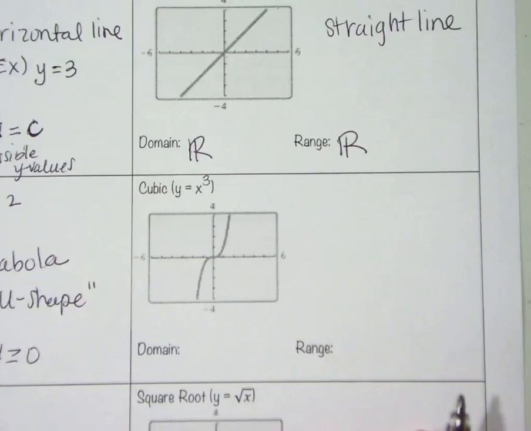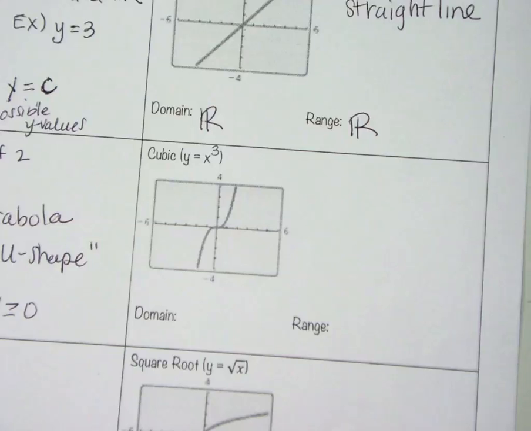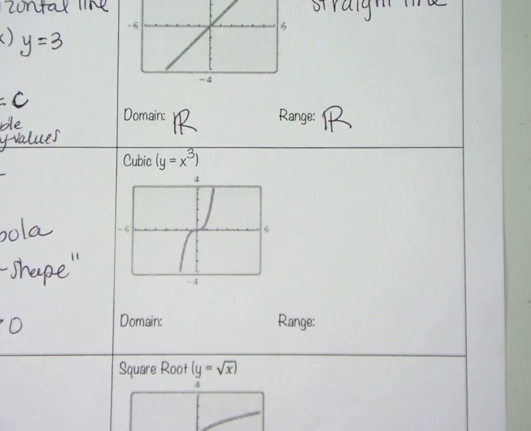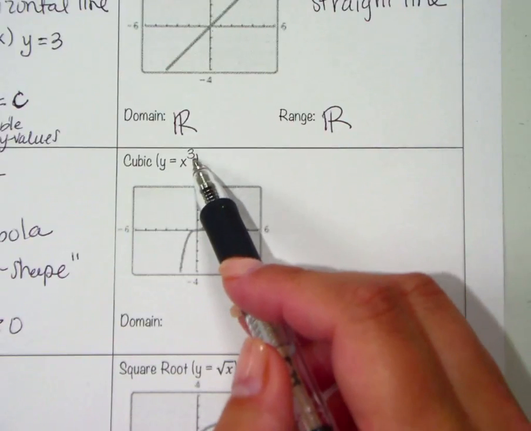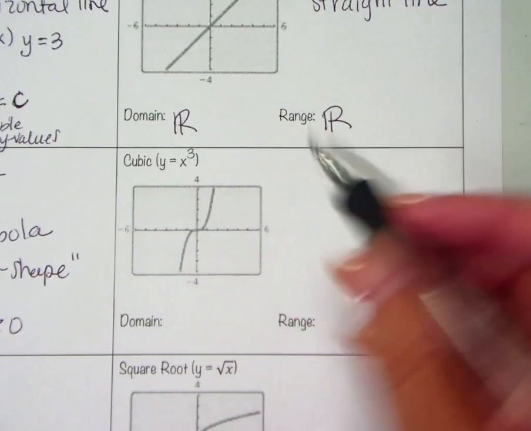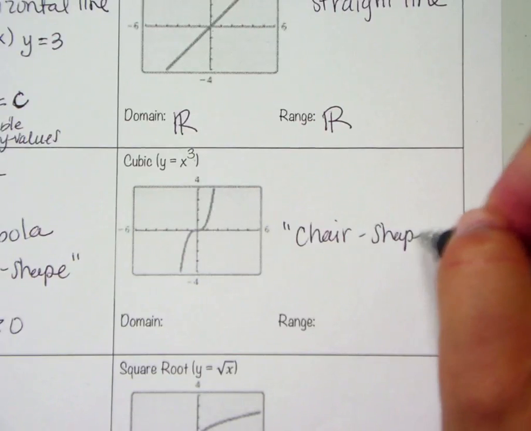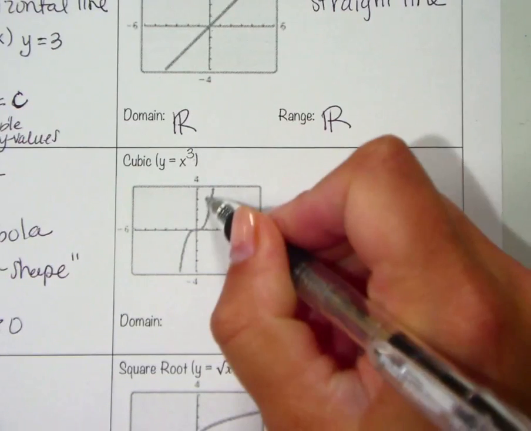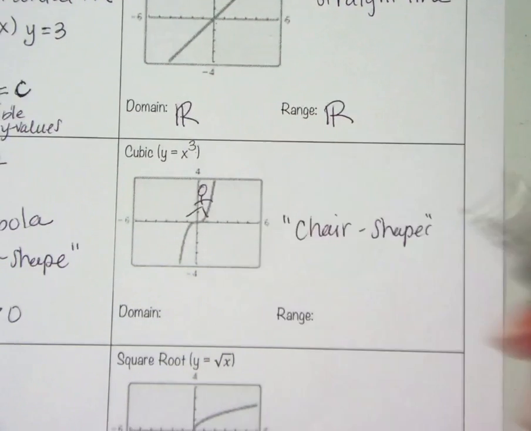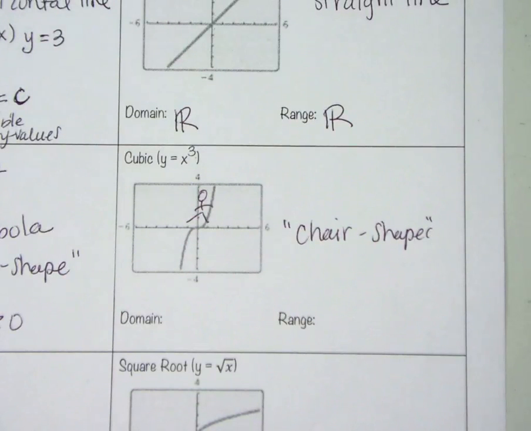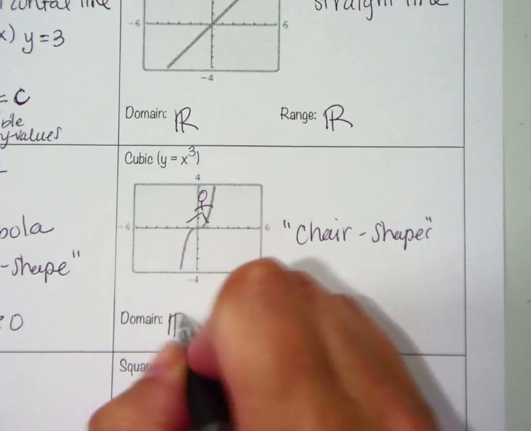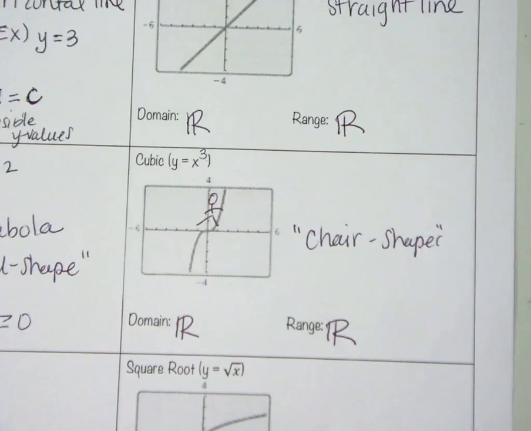The next one is not one that we're going to focus on in our class. You'll see it a lot if you end up taking pre-cal. This is what we call the cubic function, and you see that exponent of 3 tells you it's a cubic. In pre-cal, we call this a chair shape. You can kind of see where, yeah, I know, I'm really good at drawing, where you could maybe see where that would be a chair. Domain and range here are all real numbers.